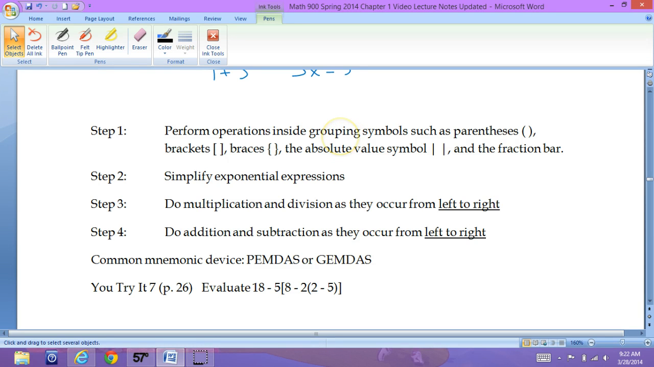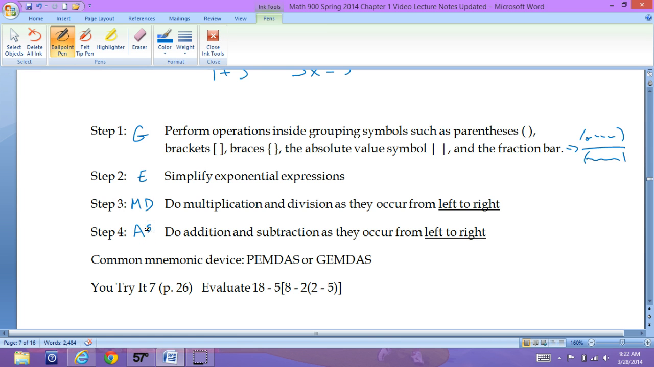And grouping symbols extend well beyond parentheses. They include brackets, braces, which are these curly brackets, the absolute value symbols, and even the fraction bar is a grouping symbol because you're going to do the stuff on top and then the stuff on the bottom separate as if there were parentheses there. So that's why a fraction bar is a grouping symbol. You're going to simplify the exponential expressions, and this is the E part. So this is the G part, and this is the E part, and this is the MD, and this is the AS.